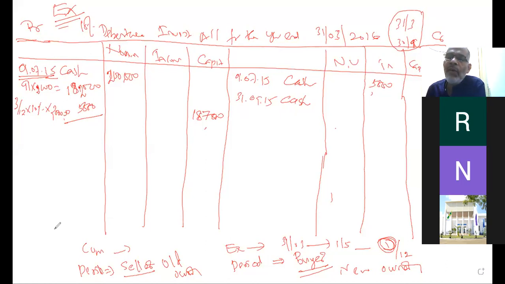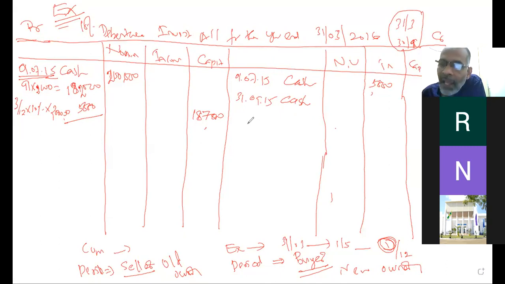Right. Now I will come to the cum method and the ex method. If you purchase on cum dividend basis, after purchasing, what is your date given? After purchasing on 1st July, you come across September 30th. You have to record it. Is it okay?